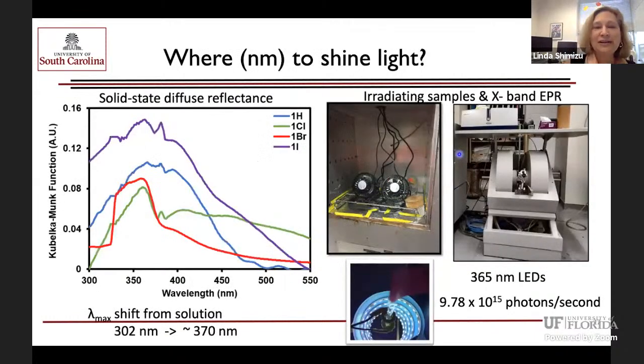Okay, so we're going to shine light on it. How do we know where to shine light? Well, this is a solid state diffuse reflectance of our crystalline materials. And you can see they absorb in this 360, 370 nanometer range. This is quite different from solution. So for a solution, they absorb at around 300. So what we're going to do is irradiate these with 365 nm LEDs, and then we're going to look for radical formation. Unpaired electrons we can detect nicely by EPR.